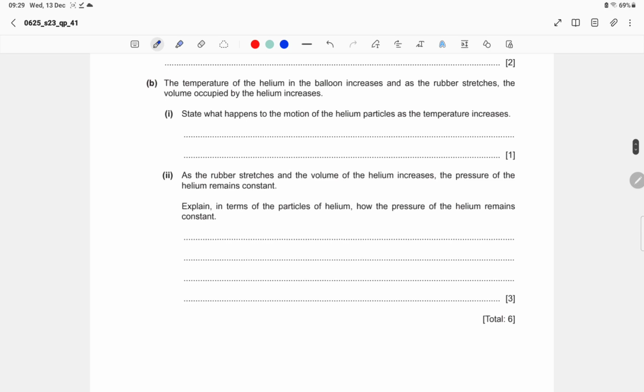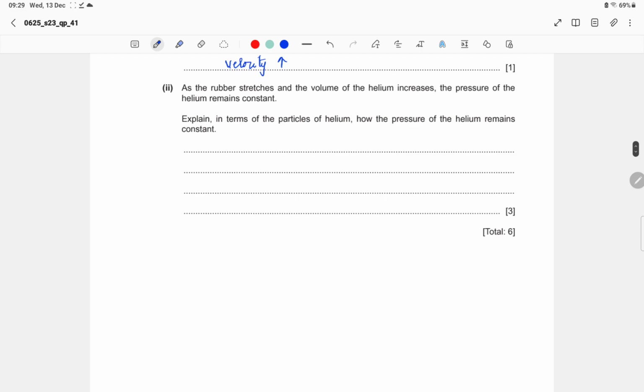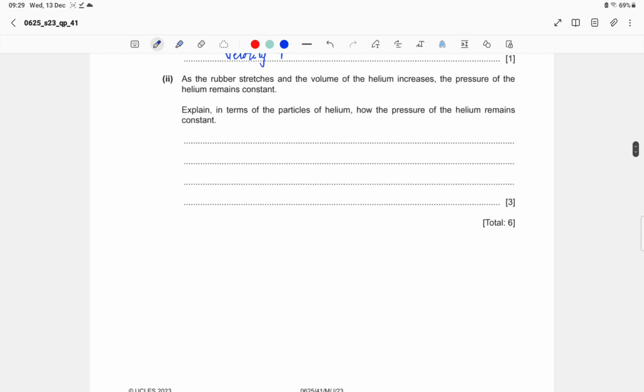The temperature of the helium in the balloon increases as the rubber stretches. The volume occupied by helium increases. State what happens to the motion of the helium particles as the temperature increases. So your kinetic energy increases, the velocity of the molecules increases, their momentum increases, their collisions increase, there will be more force.